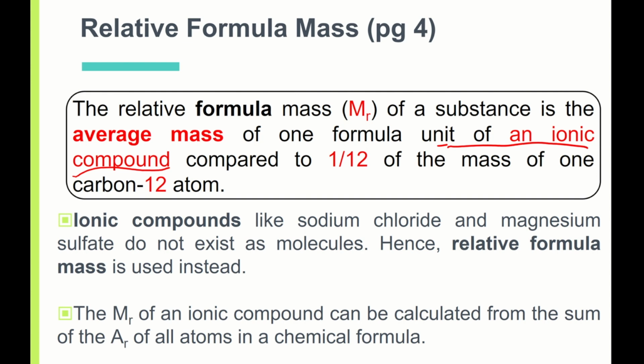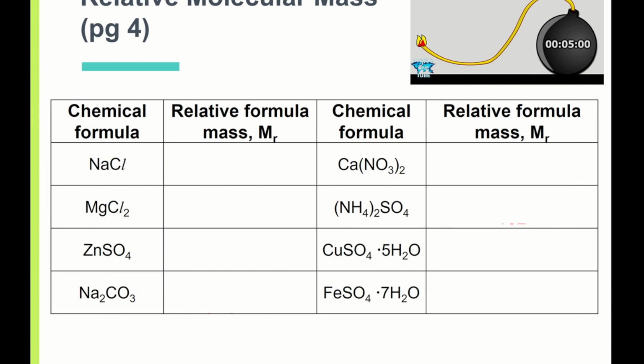Take 5 minutes to complete this page. To guide you along, we will do the first example together. For example, sodium chloride. You need to ask yourself, what is the relative atomic mass of sodium? Sodium is 23, and chlorine is 35.5. Together, the relative formula mass is 58.5. Try to do the rest.